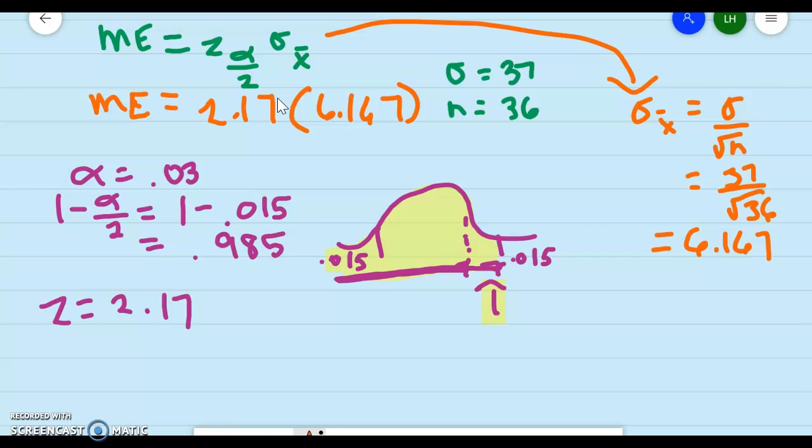It's your z-score times your standard error of the mean, and you want to round your standard error of the mean to 3 decimal places, but you're going to round your answer to 2 decimal places. So your margin of error here would be 13.38. And that is how you get your z value for a 97% confidence interval. It would be 2.17.